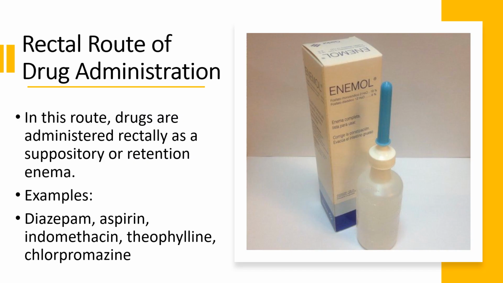So the third route of enteral type includes rectal route. In this route, drugs are administered rectally as a suppository or retention enema. The drugs would enter the lower portion of gastrointestinal tract, but they would bypass the first pass effect. Examples of the drugs that are taken by this route include diazepam, aspirin, indomethacin, theophylline, chlorpromazine.